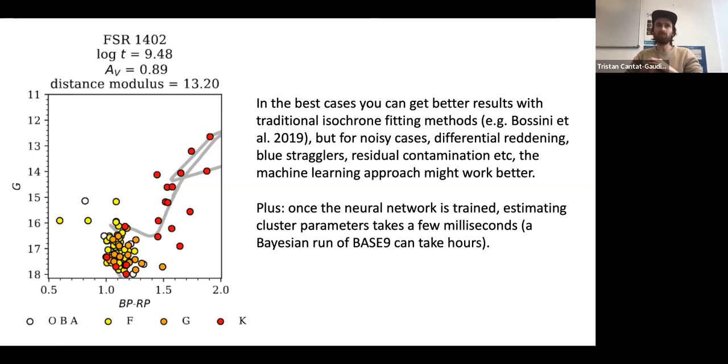If you want to fit, you could get more precise results if you had a very complex model, but sometimes it can take hours to get parameters for a single cluster. And here, once the network is trained, it just takes milliseconds to get an estimate. So I'm not claiming that this procedure is the most precise for everything, but in general, if you want to characterize 200,000-300,000 clusters, I think for the moment, this is the way to go.